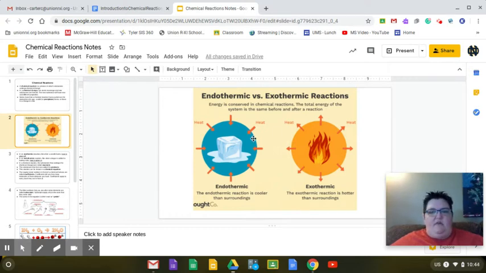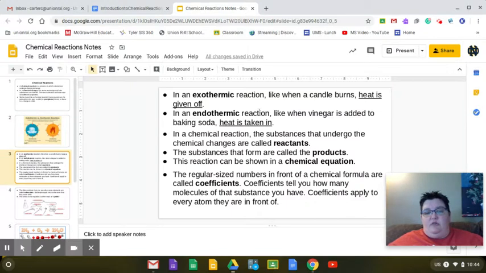Okay, now in this case here, the water is just melting, so it's still just a physical change because the change of state is still physical. But here with this one, this is an exothermic. Something is going to be, if it's wood burning or something like that, that is going to be a chemical change. Okay, so in an exothermic reaction, like when a candle burns, heat is given off.